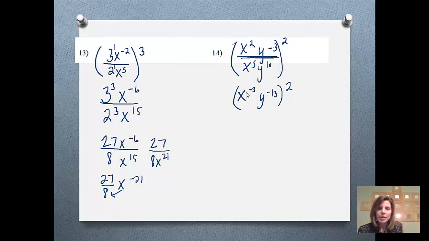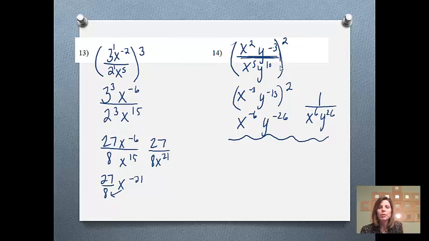Then from here, we will have x to the negative 6, and then we will have y to the negative 26, because I'm multiplying my exponents, and they're both negative, so they both belong on the bottom. So it will be 1 over x to the 6, y to the 26. All right, so that was one way of working the problem.